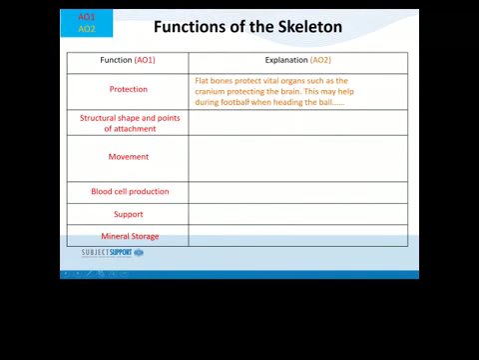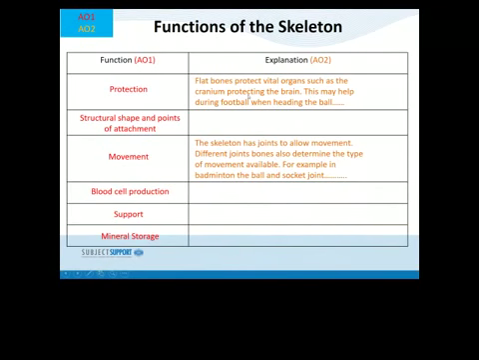Okay. If we then look at movement, the skeleton has joints. I hope you, and we're going to be looking at the different types of joints in a moment, but the skeleton has joints that actually allow the body to move. The different joints in the body allow different types of movement, which we're going to look into in a little while. But also the different types of bones in the body allow different movements to occur.